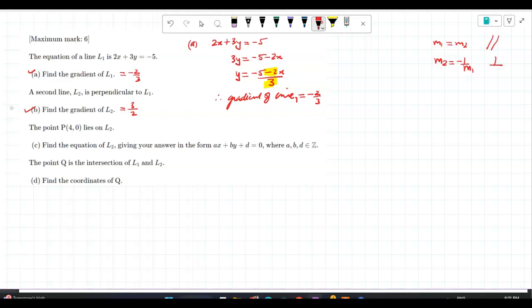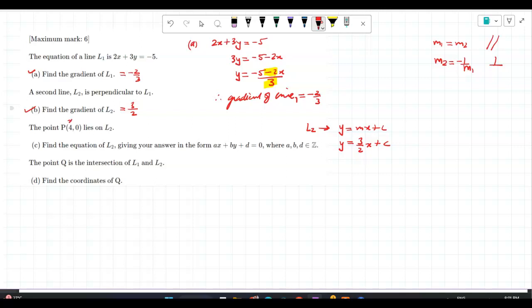Point P (4, 0) lies on L2. Find the equation of this line. So you do y is equal to mx plus c. You know the gradient of L2 is 3 over 2, so m is 3 over 2. And then just plug in this point to get the value of c.